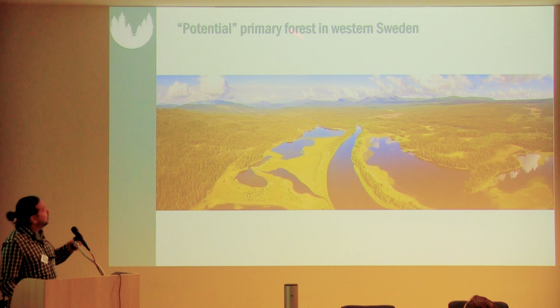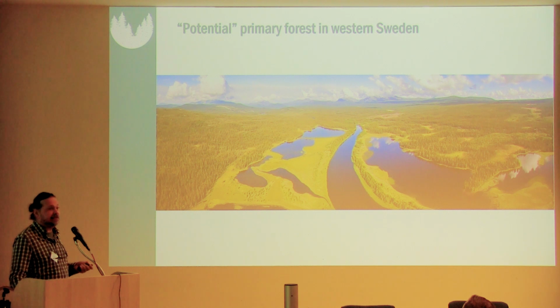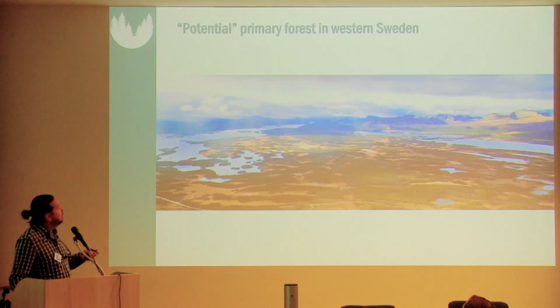These are examples of these unprotected potential primary forests we have in Sweden. This is an area I've been surveying in 2017. All this you see here, it is old growth forest, completely unprotected, and harvesting is going on in this landscape. Hopefully within a few years this will be protected, but up until now there are huge logging notifications in this landscape.